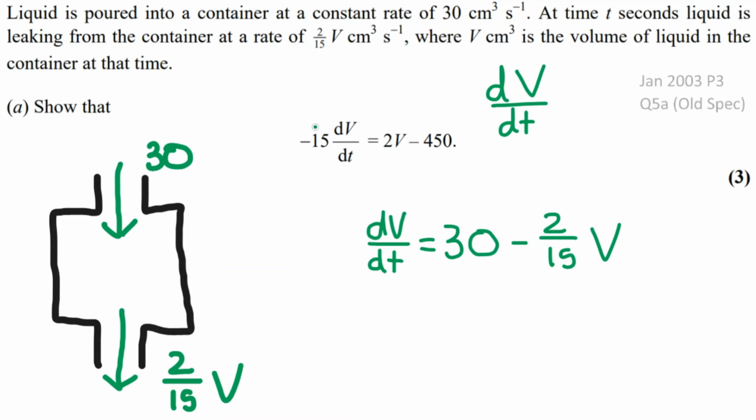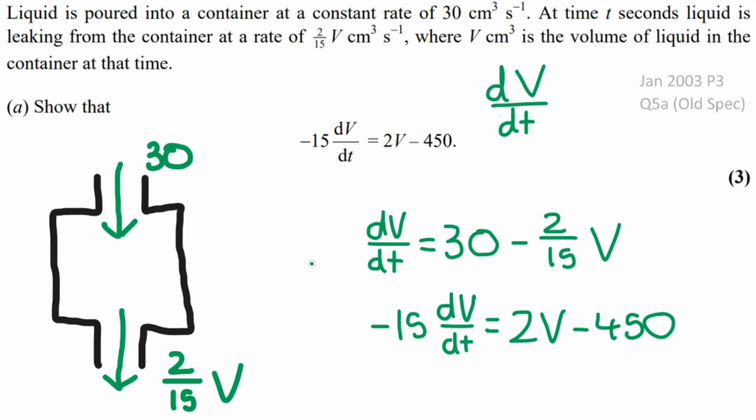So we just need to rearrange this. We have this minus 15 in front of the dV over dt on this side. So if we multiply everything by minus 15, we get minus 15 dV over dt is equal to 2V minus 450, which is of the form that we need here.